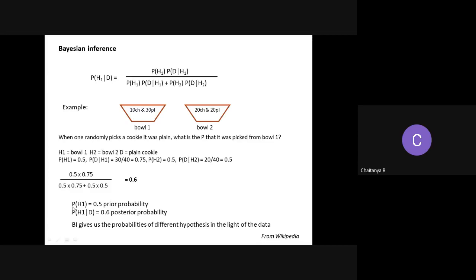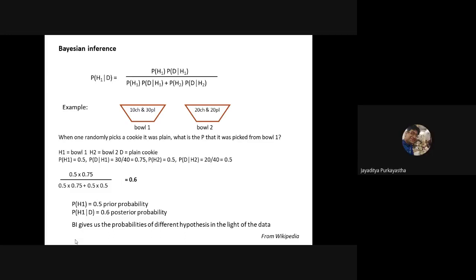So here, as you see, the probability of the cookie coming from H1, or 0.5, is the prior probability of picking the cookie from H1. The probability of picking the cookie from H1, given that it's a plain cookie, given the data, is 0.6, which makes it the posterior probability for that event. So this I think is really super important. And if anyone has a question, please raise it right now. Chaitanya, yes.